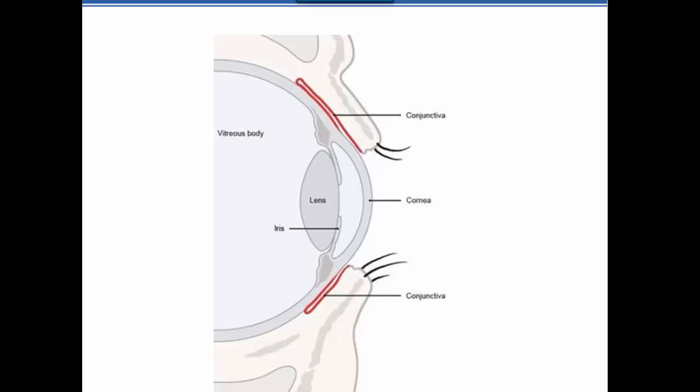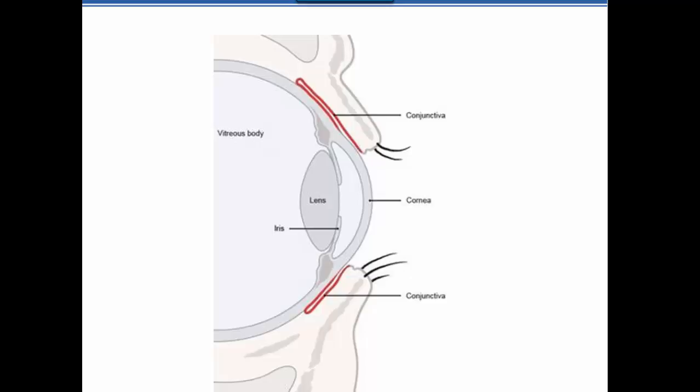So first up is the conjunctiva. You might not have heard of this structure, but you've probably heard of pink eye. Pink eye is also called conjunctivitis, and it's inflammation of your conjunctiva. Conjunctivitis can occur due to a viral or bacterial infection, but it can also occur due to allergies or mechanical irritation, like getting dust in your eye, for example.